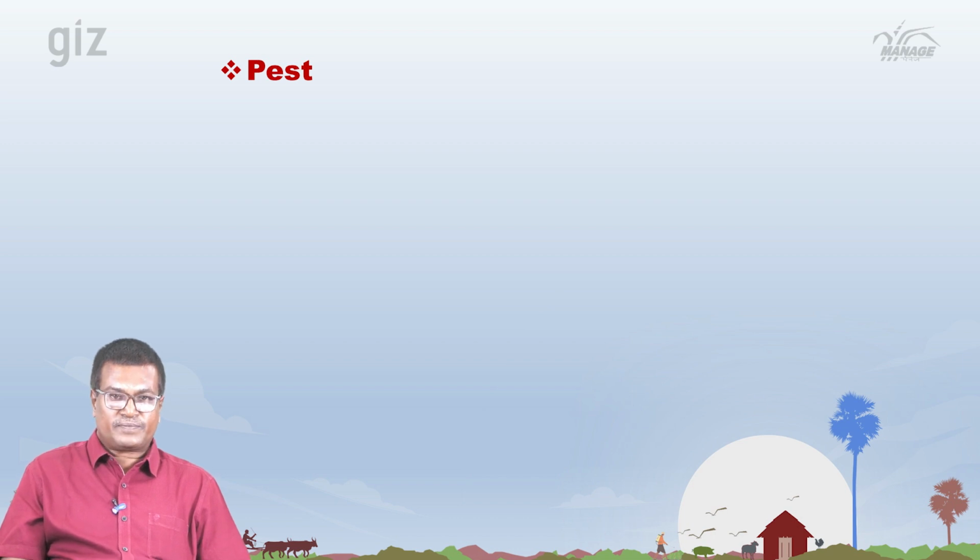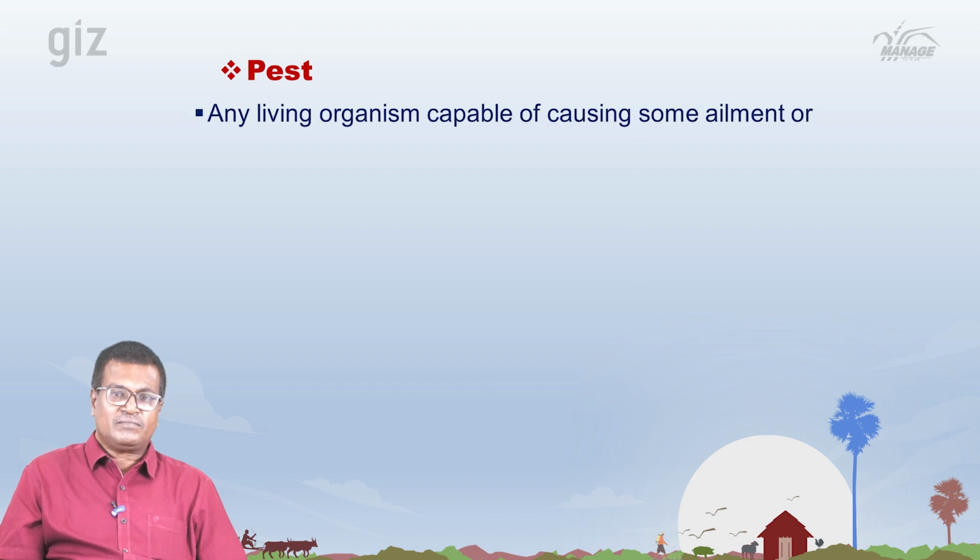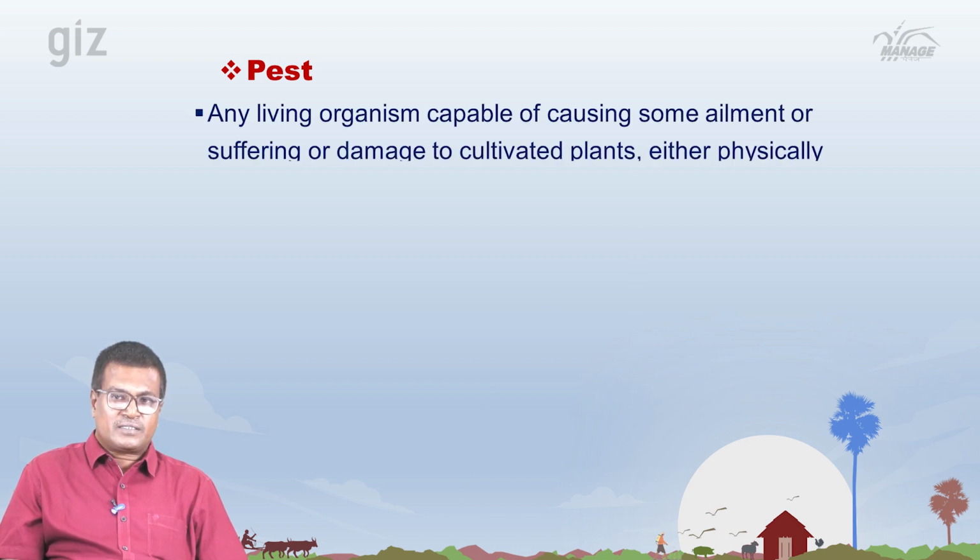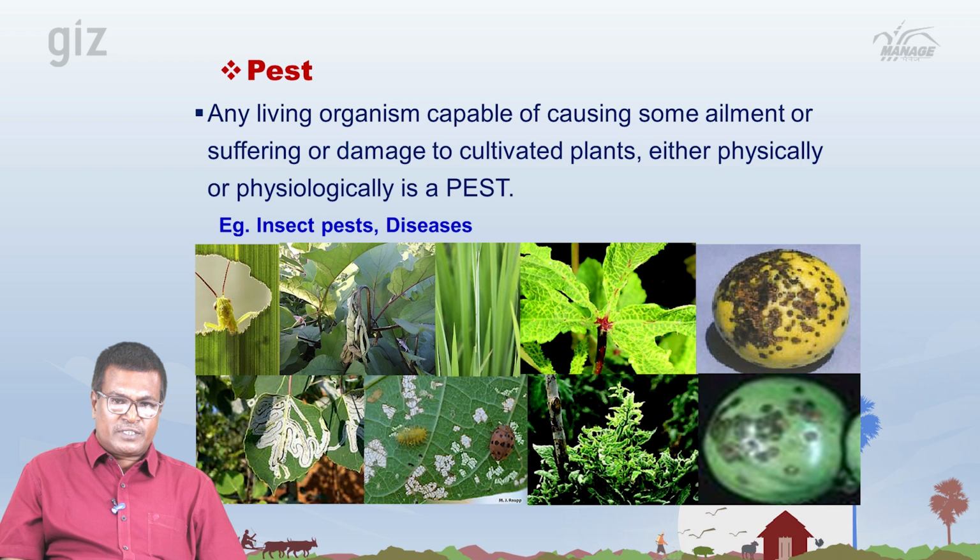In this context, to understand ecological pest management, first we should know what a pest is. A pest is any living organism that is capable of causing some kind of disturbance, ailment, suffering or damage to cultivated crops or plants. Either they can do physical damage, or some of the physiological activities of the plant or system may be damaged. Then we call it a pest. Examples are insect pests and diseases that we regularly see in our cultivated crops.